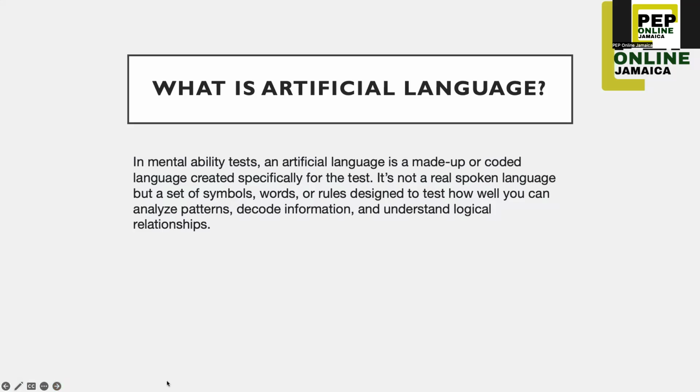First question is, what is artificial language? Now, in mental ability tests, an artificial language is a made-up or coded language that is created specifically for that test. It is not a real spoken language, but a set of symbols, words, or rules that are designed to test how well you can analyze patterns, decode the information that you get, and also understand logical relationships. So that is what artificial language is. It's not a real language, it's only used for these tests.